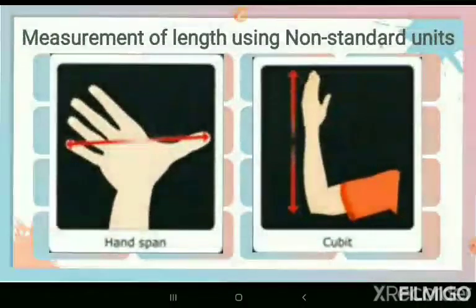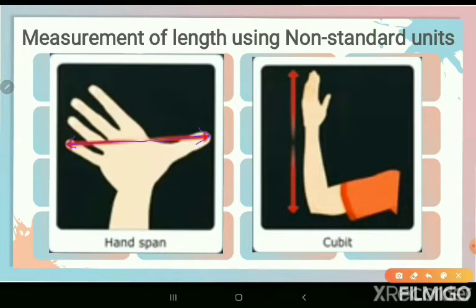So let's see some of the non-standard units. Here some examples of measure of length using non-standard units. The first one is the handspan. It is the distance from the tip of the thumb, if you can see the arrow on the screen on the picture, it is the distance from the tip of the thumb to the tip of the little finger in a stretched hand. So when you stretch the hand, this distance from the tip of the thumb to the tip of the little finger is 1 handspan.